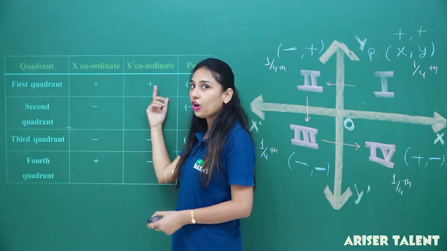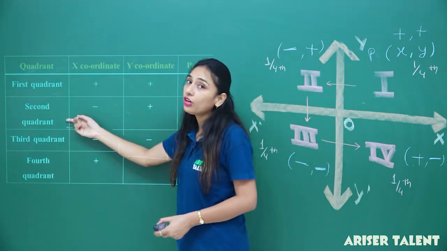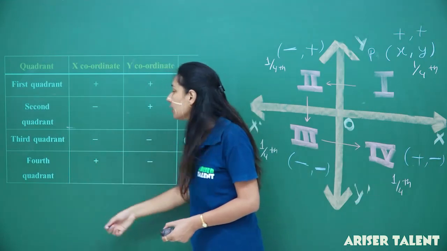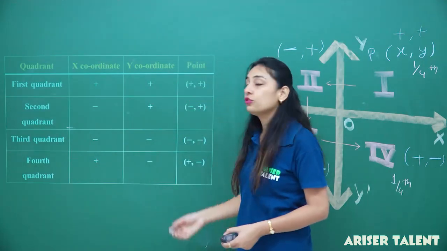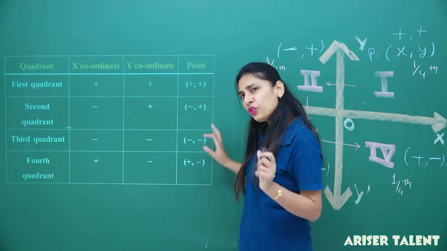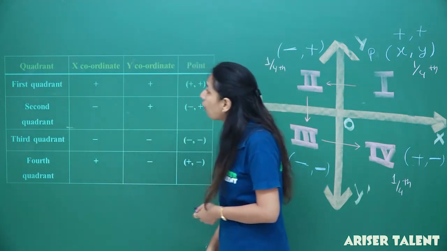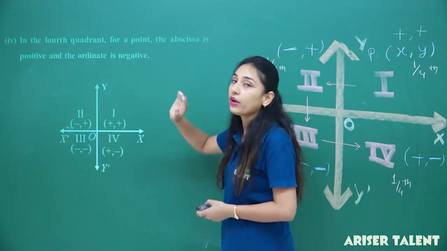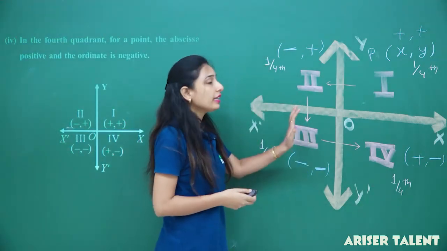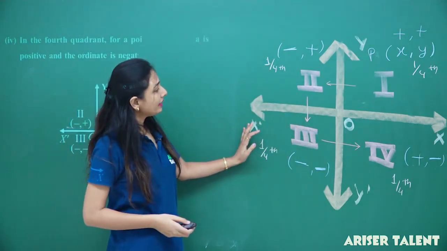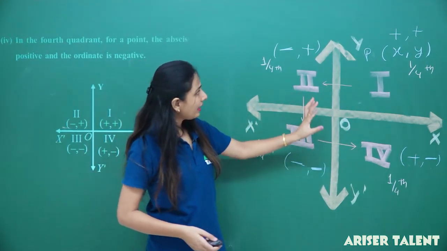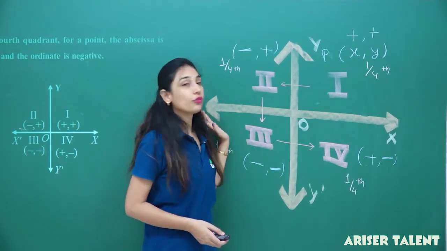For the first quadrant we are having these positives, for the second quadrant negative and positive, for the third quadrant negative and negative, and the fourth quadrant positive and negative. So points will be like this only. So we have understood this tabular form, this complete figure, and these 4 points in the simple figure here. That's why I have made it clear and big and understandable for you.